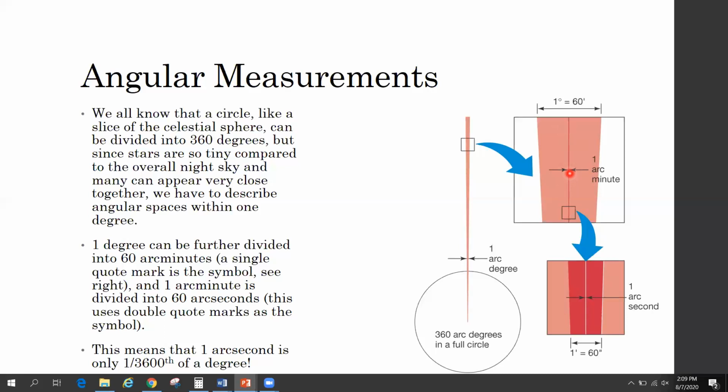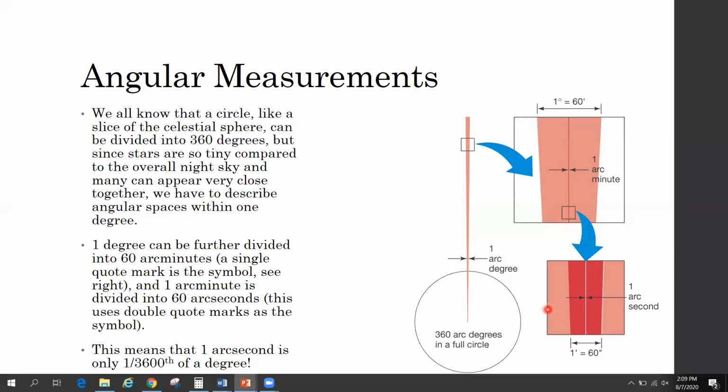And so we can do the same thing again. We can take the arc minute, zoom in on it, and divide it once more by 60. And if we do that, just like how if you divide a minute of time by 60, you get 1 second, here we get 1 arc second. Or again, sometimes you hear people say a second of arc, excuse me.